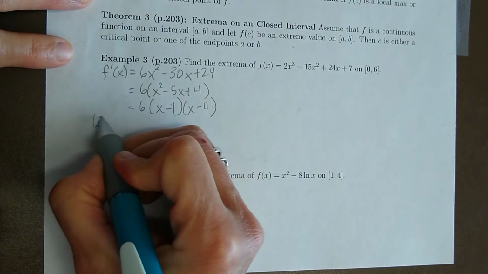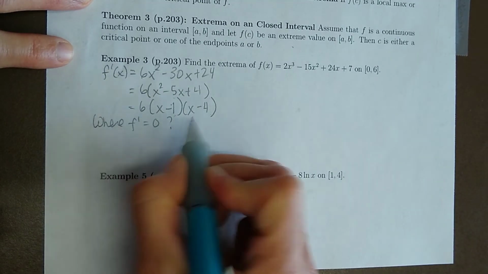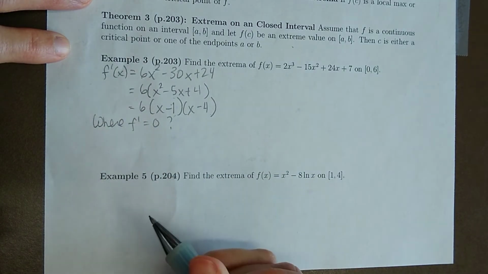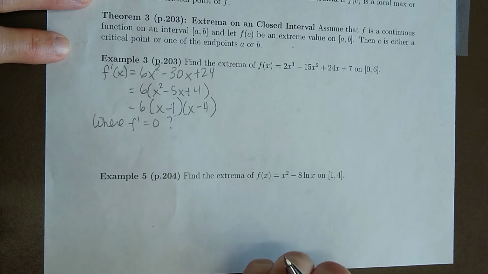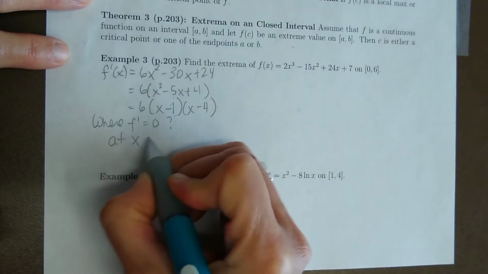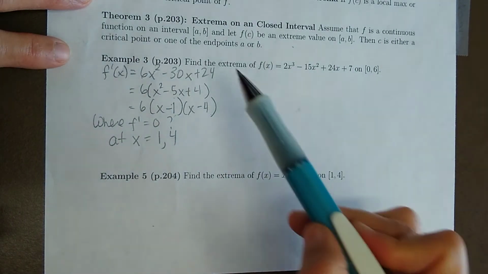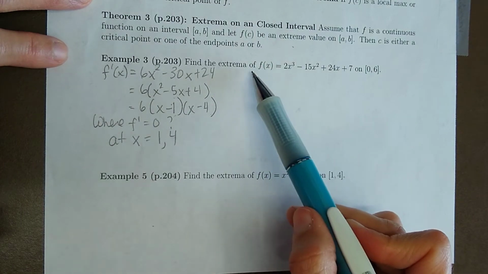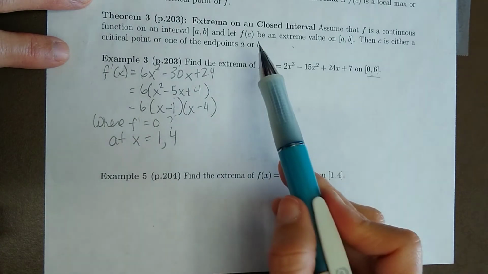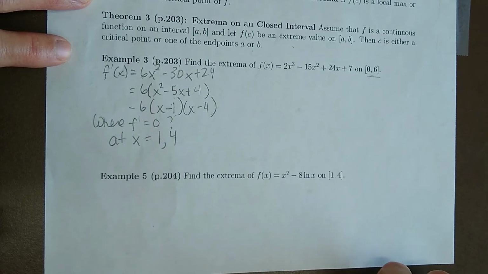So where is f prime 0? We've been talking about this in the past few weeks: when we have our derivative in factored form, it's really easy to see where it's equal to 0. That happens at x equals 1 and x equals 4. Okay, always go back and remember, what are we doing here? We're trying to find the extreme values of this function on the interval from 0 to 6. And we're told in the previous theorem, extreme values will occur at critical points or at one of the endpoints.